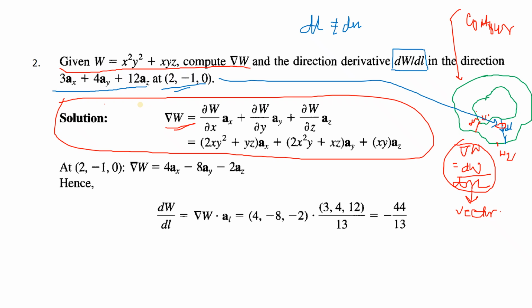But if you find dw by dl in the direction of this, then you are only asked to find out the magnitude. Find the direction derivative. So this is not a vector, this will be a scalar. So how to do that? Now if it is scalar, then it is okay, it will have the coordinates.